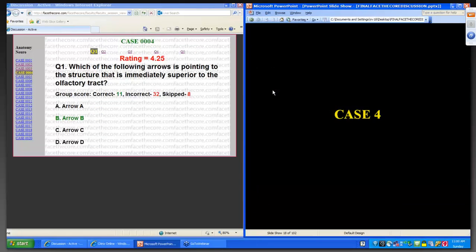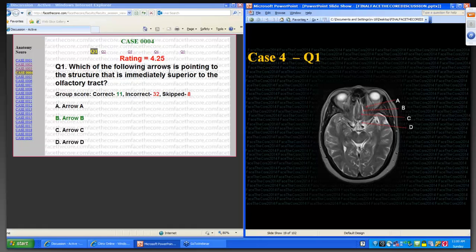Okay, moving on to case 4. Which of the following arrows is pointing to the structure immediately superior to the olfactory tract?